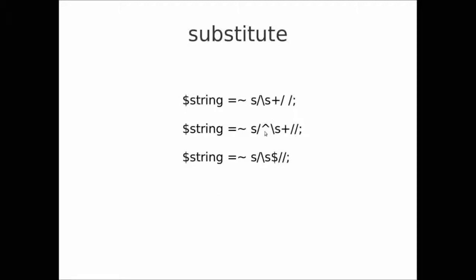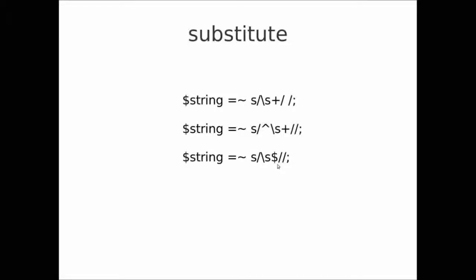What does the second example match? A caret. The caret, remember, means match at the beginning of the line. Then we have a \s, and then we have a plus. Match at the beginning of the line, and then 1 or more white space characters. And we replace that with nothing. We just have 2 slashes, there's nothing between them here. So this means match any white space at the beginning of a line and remove it. Similarly, the third example here means match any white space at the end of a line and remove it.